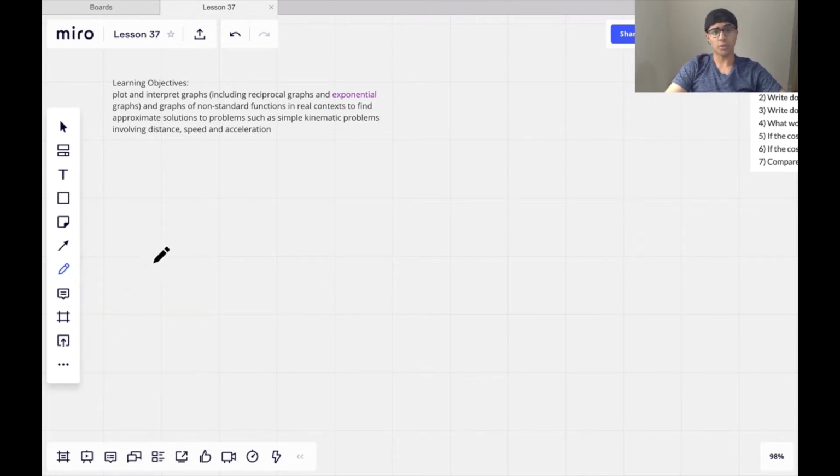In terms of prerequisite knowledge, all the graphing stuff we've done so far is really important, especially remembering what reciprocal graphs and exponential graphs look like. But yeah, let's get into it.